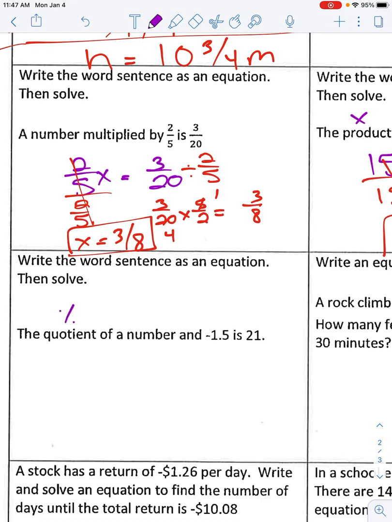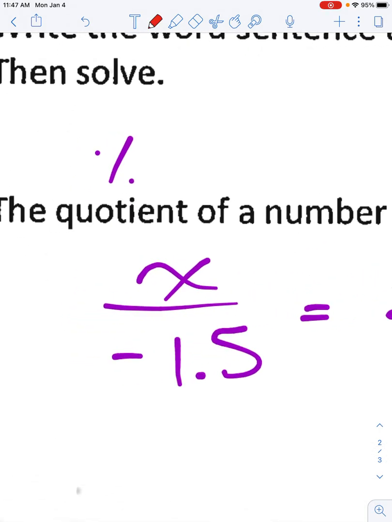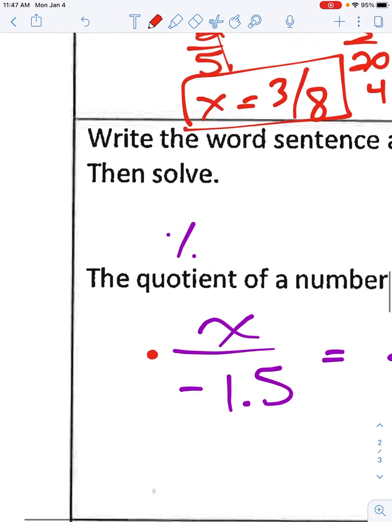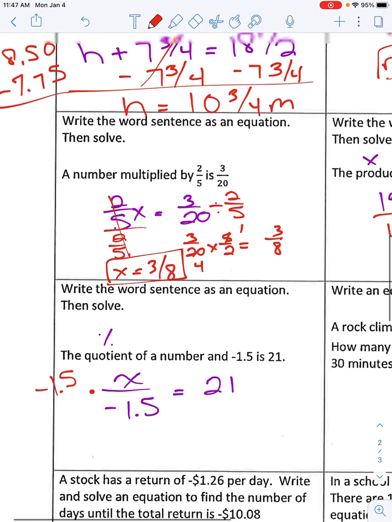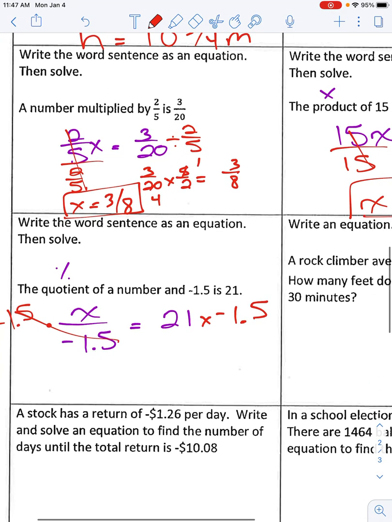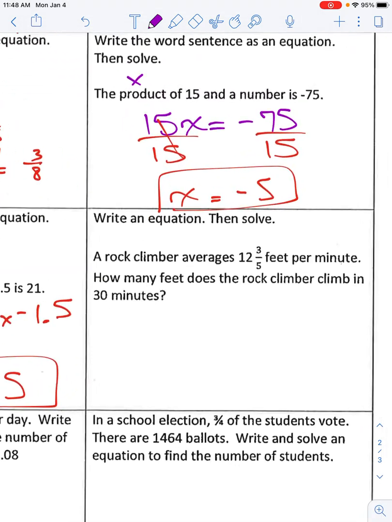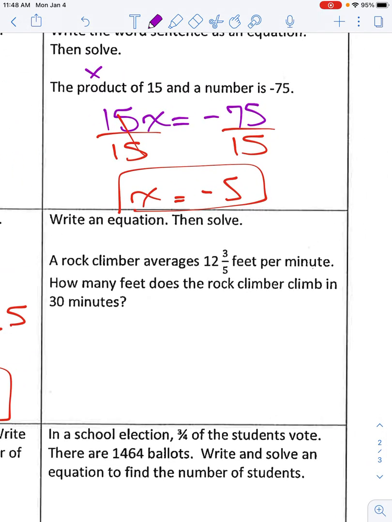Write the sentence, then solve. Quotient means we are dividing: the quotient of a number and -1.5 is 21. The inverse of dividing by a -1.5 is multiplying by a -1.5 on both sides. And again, a positive times a negative is a negative, and you will get -31.5 once you multiply that out. And then a few word problems.